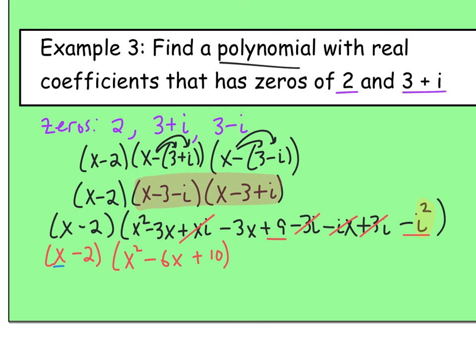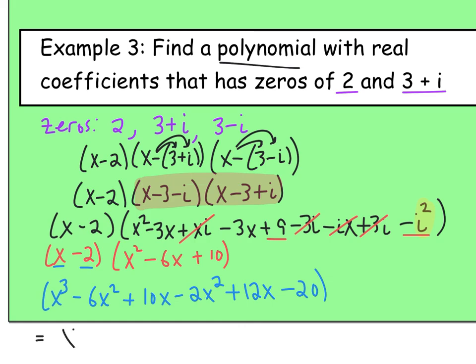Okay, so let's distribute that x first. So x cubed minus 6x squared plus 10x. Now we can distribute the minus 2. So minus 2x squared plus 12x minus 20. And if we combine these like terms, we will get our final answer of x cubed minus 6x squared minus 2 more, so minus 8x squared, plus 10x plus 12x, so plus 22x, and minus 20.